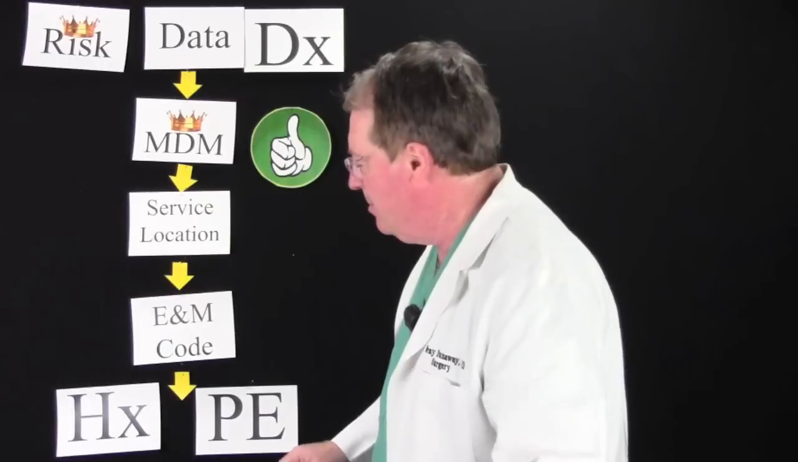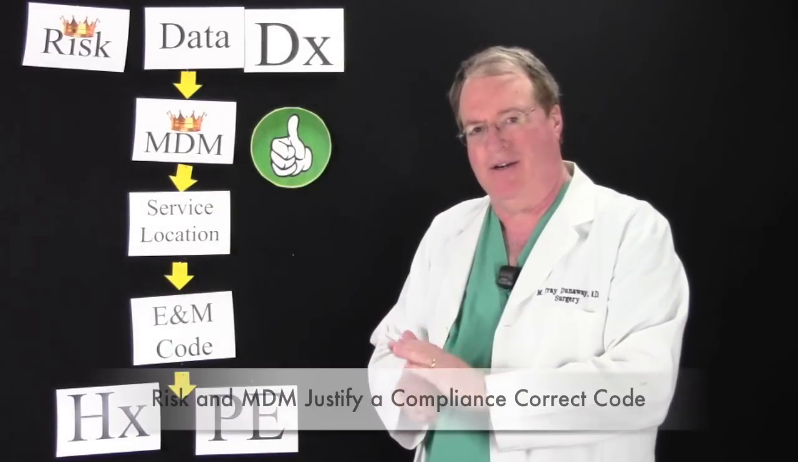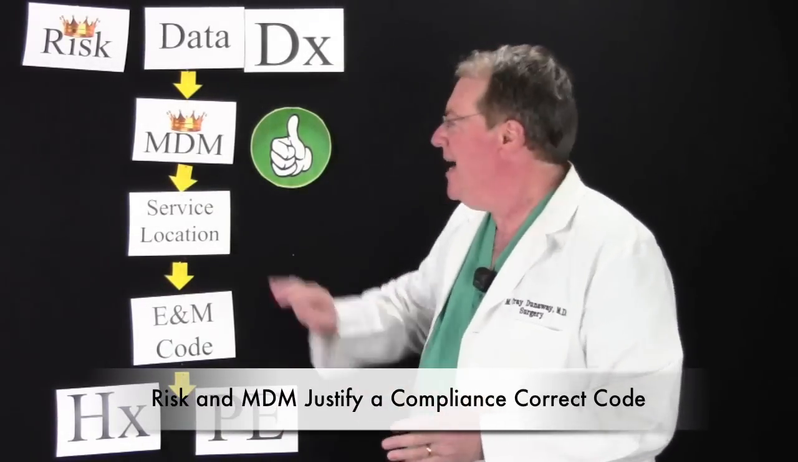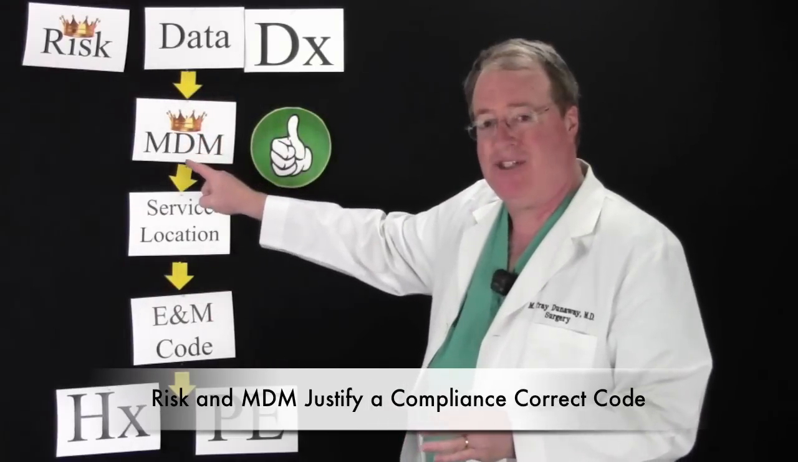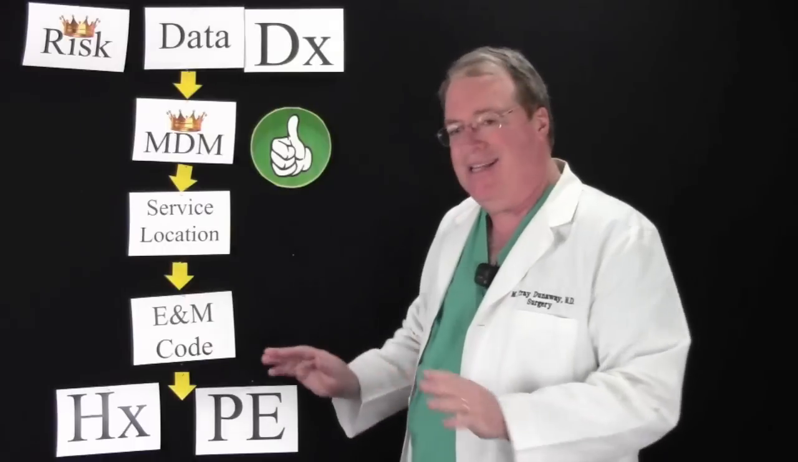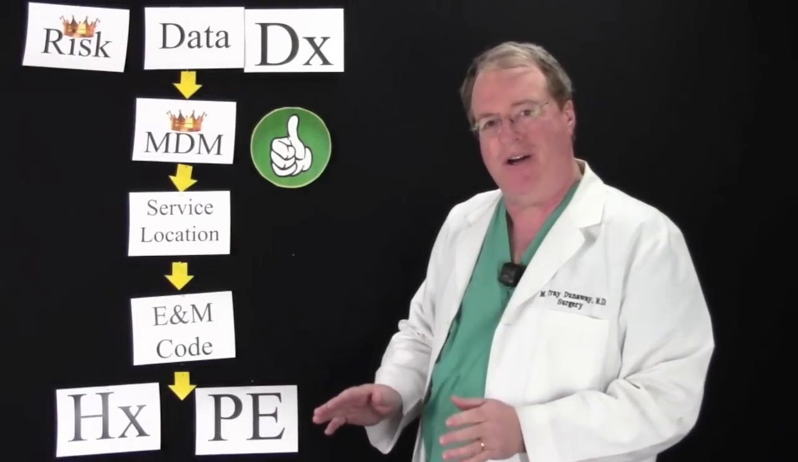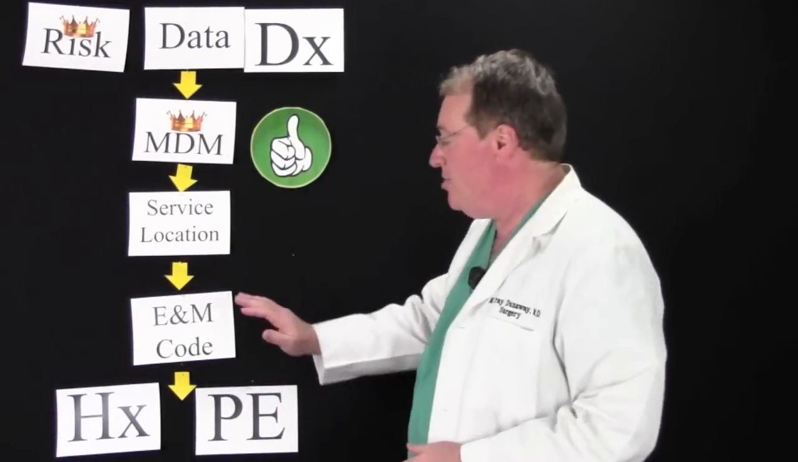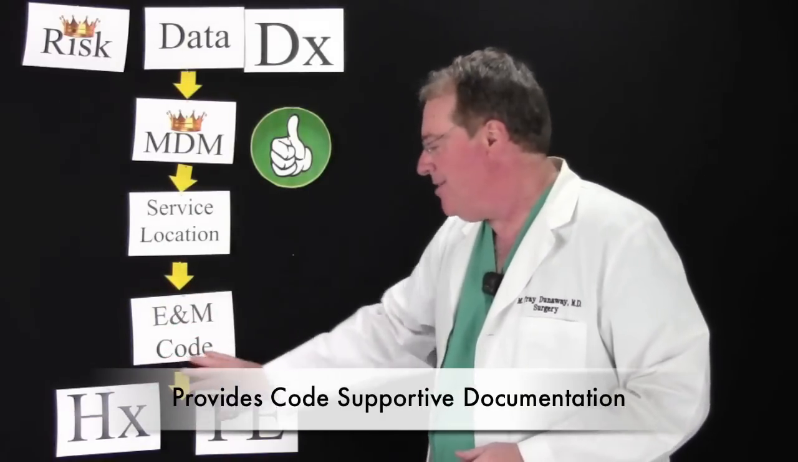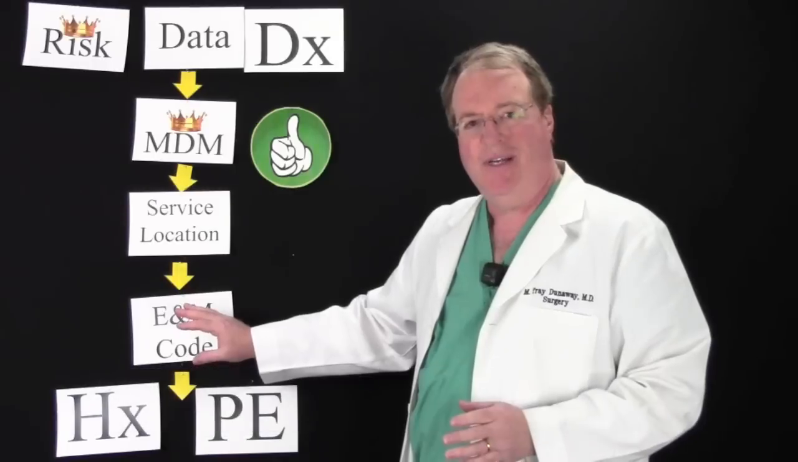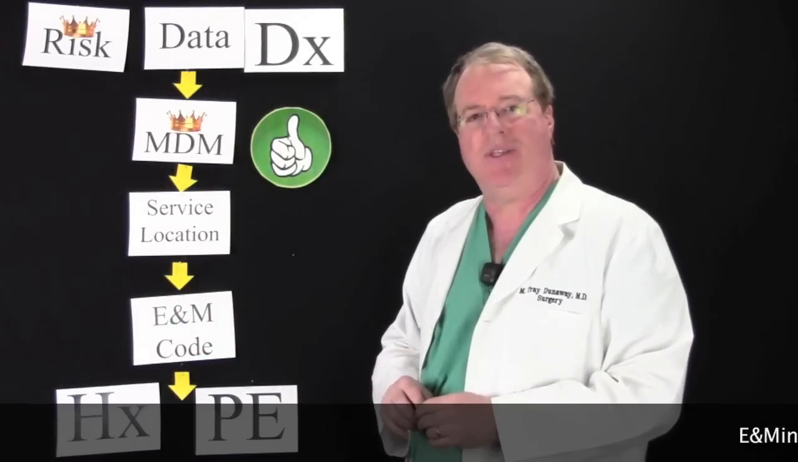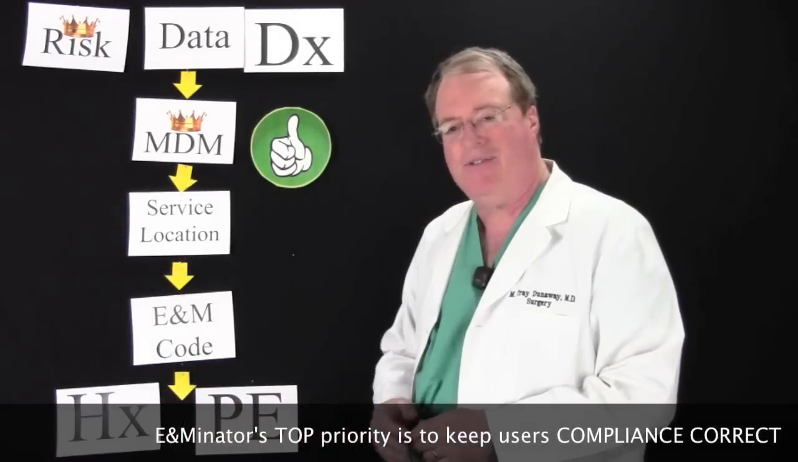Now again, there's a difference between supporting a code and justifying a code. The compliance correct methodology allows us to determine the compliance correct E&M code based on risk and medical decision making as driving forces. It doesn't neglect anything else, it just knows where the OIG auditors are inspecting very closely. In doing so, it'll generate an E&M code and then tell you how to support that code with the documentation. It will not allow you to justify the code with documentation. If you justify your codes with documentation, that gets you on the slippery slopes where you're doing enormous histories and physicals for people with hangnails, and that will get you in trouble.